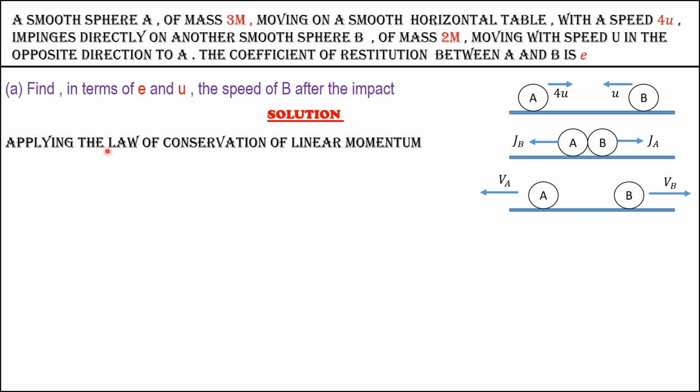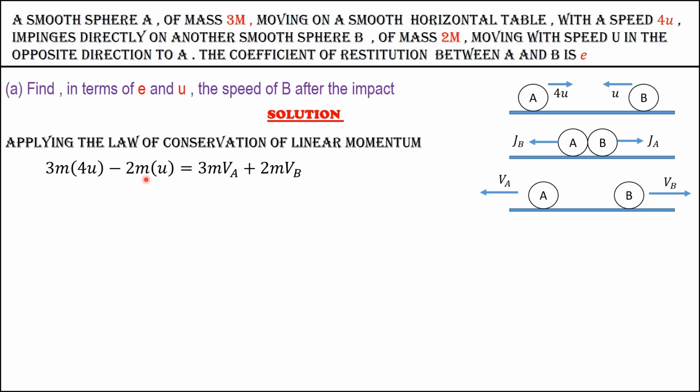So applying the law of conservation of linear momentum, which says that momentum before collision equals momentum after collision. Momentum before collision is equal to the masses of the different spheres times the corresponding speeds. That is, 3m, which corresponds to the mass of sphere A, times its corresponding speed, which is 4u, then minus 2m times u, where 2m corresponds to the mass of sphere B. And why have I included this negative?